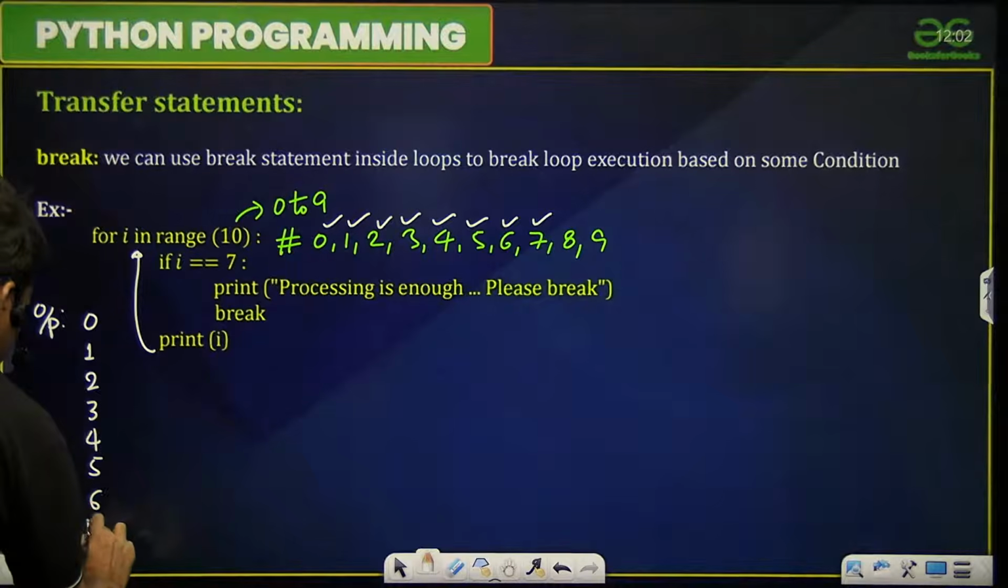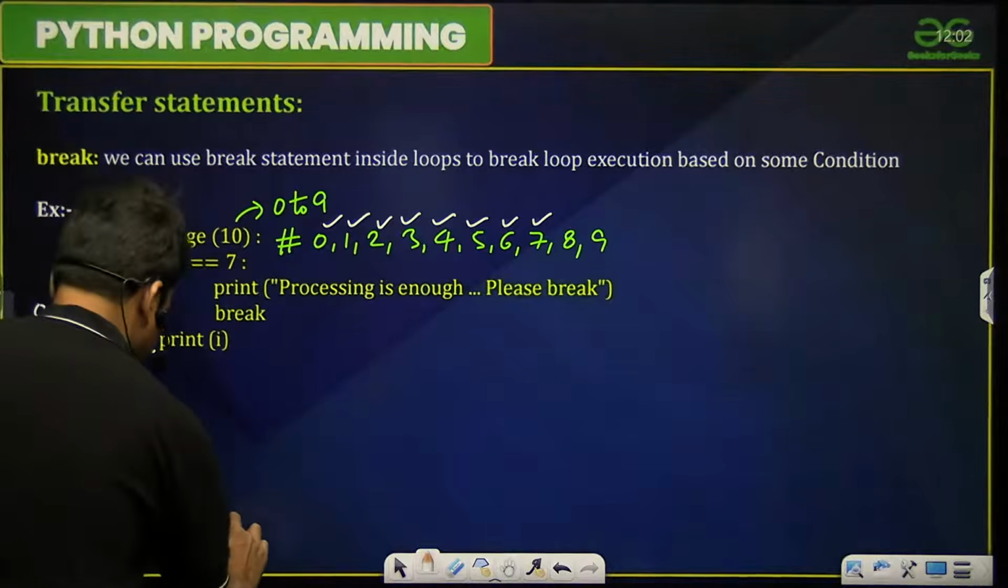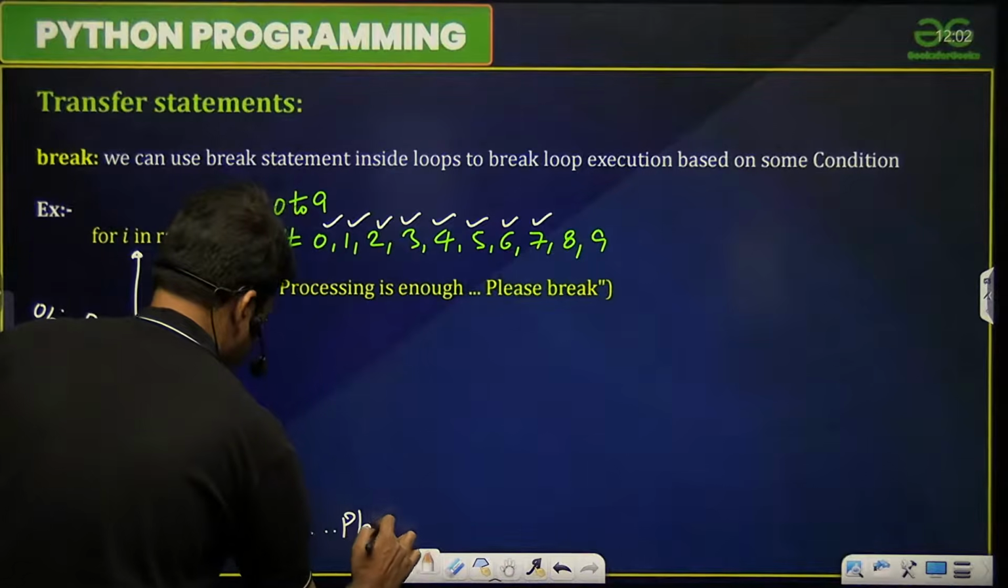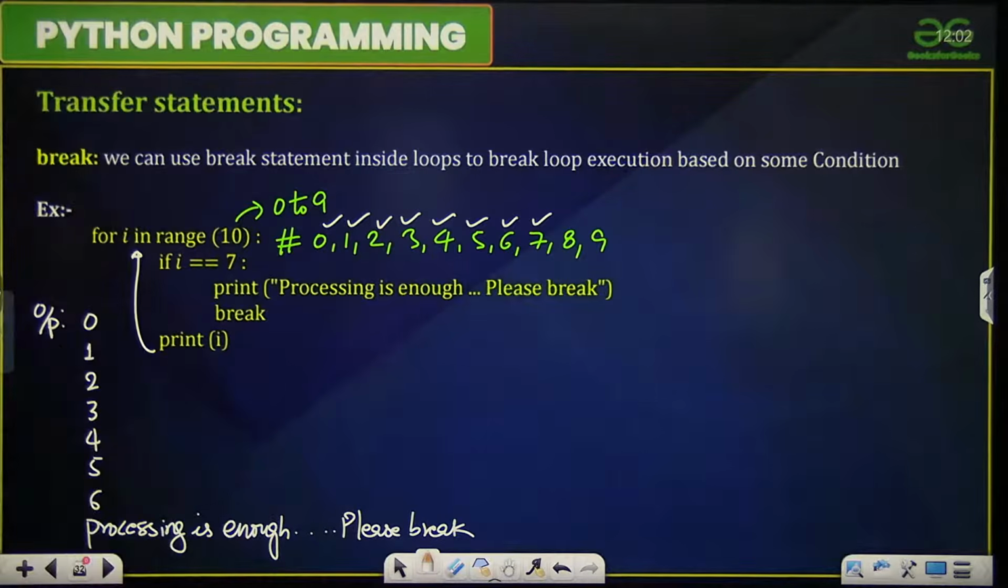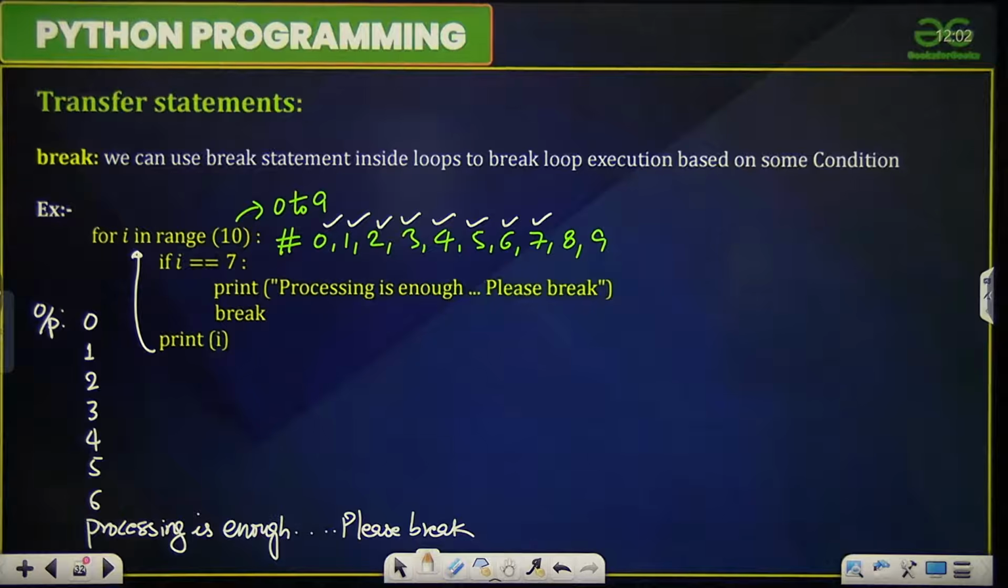So here the output is processing is enough, please break. After this you reach the break keyword and you exit from this entire loop. So this is the output. This is the use of break. If you want to exit early from the loop, then you can use break.